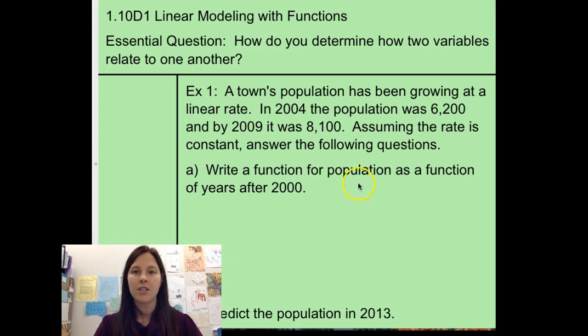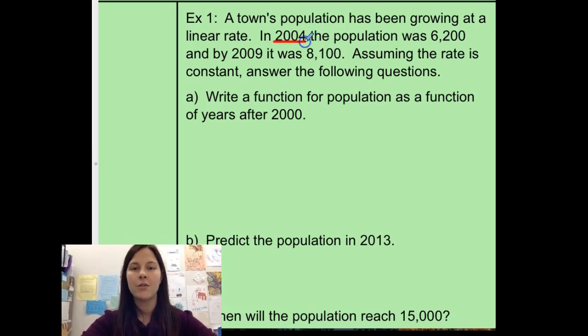of that information. Our first ordered pair is 2004 with a population of 6,200. Notice in part A, we're being asked to write the function for population in years after 2000. So instead of 2004 being my input, 4 is, because it's 4 years after 2000, and then the population is 6,200. If you remember hearing about independent and dependent variables, the population depends on the year, not the other way around. So that's why the year is our input and the population is our output.